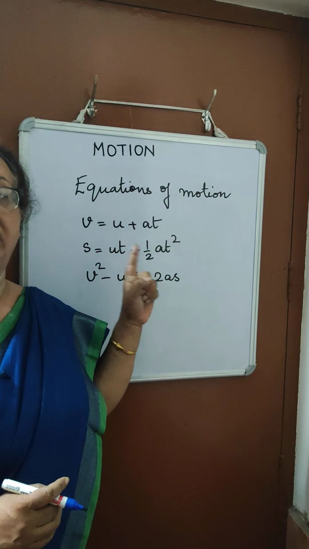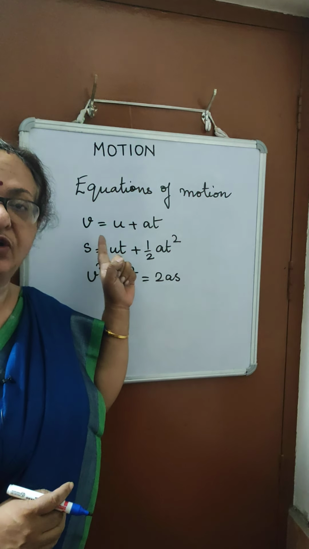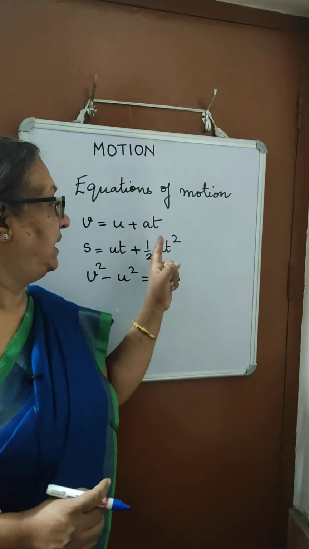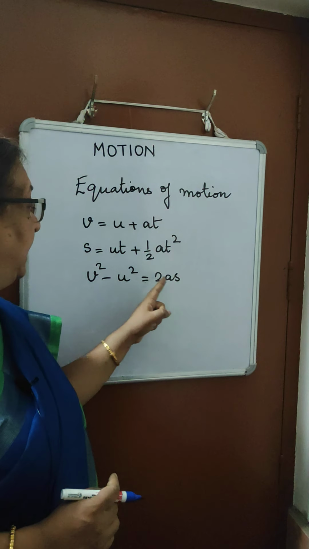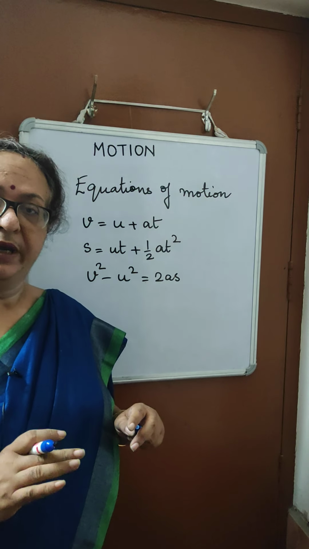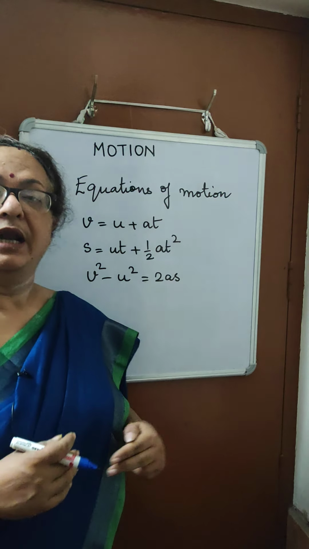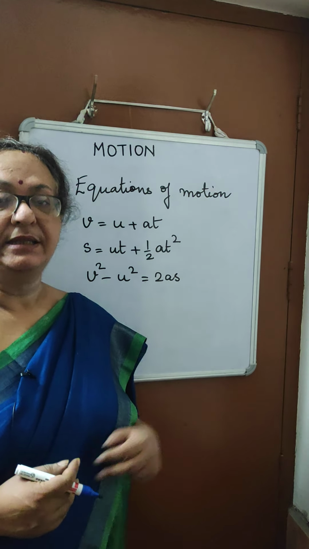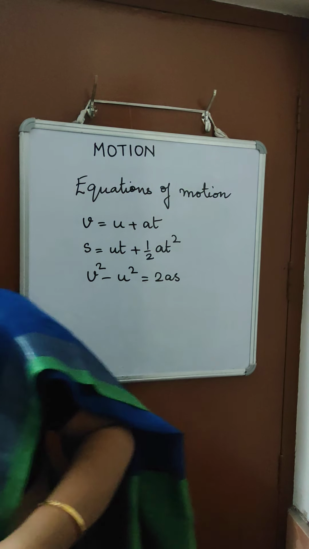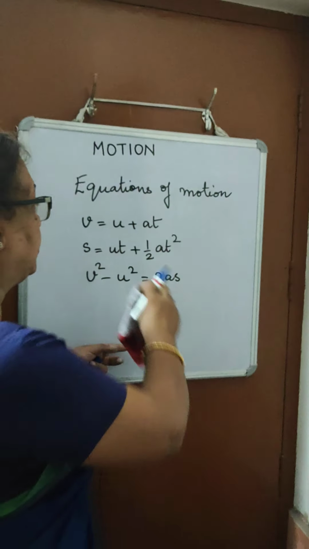u stands for the initial velocity, v is the final velocity, a is the acceleration, t is time, and s is the distance travelled. Okay children, so these are the equations of motion, and now we will see some numericals based on equations of motion. But before that, you also need to know some conversion facts. What are they?